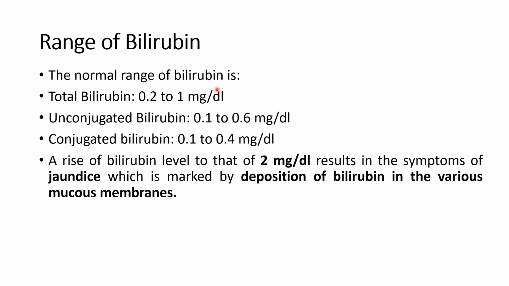The normal range of bilirubin is, say for example, total bilirubin, 0.2 to 1 milligrams per deciliter. Unconjugated bilirubin will be 0.1 to 0.6 milligrams per deciliter. Then conjugated bilirubin will be 0.1 to 0.4 milligrams per deciliter. Any rise in the bilirubin level to that of 2 milligrams per deciliter results in symptoms like jaundice, which is marked by deposition of bilirubin in the mucous membranes, imparting yellow color.